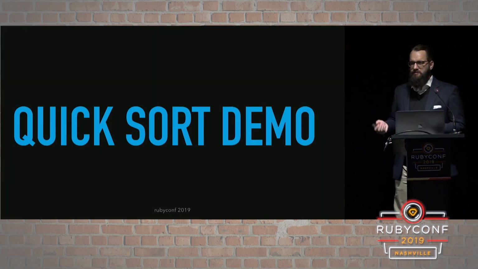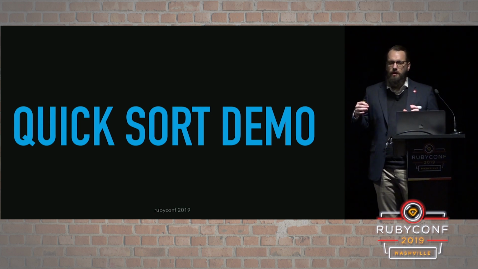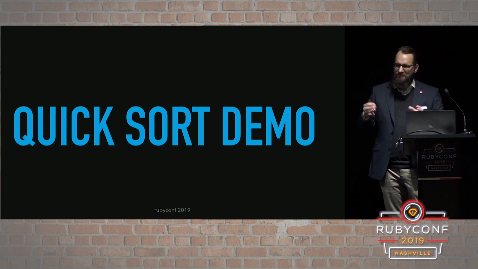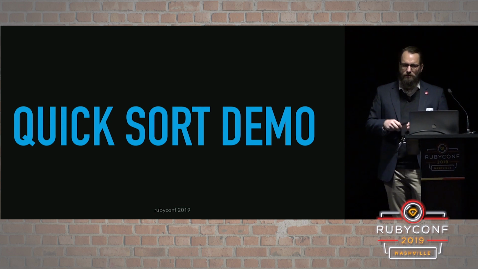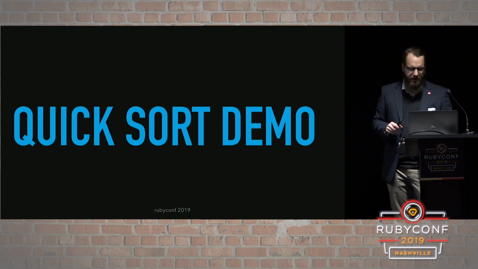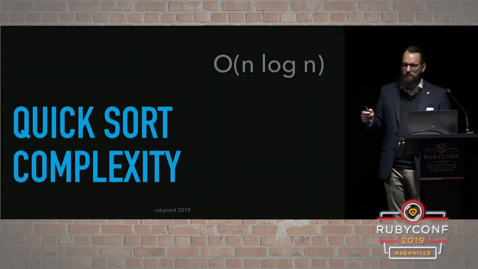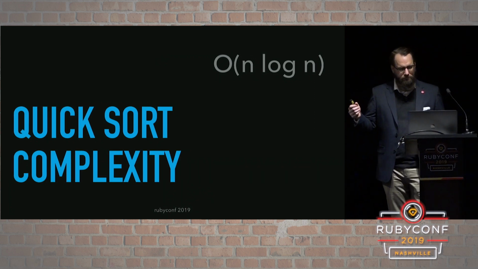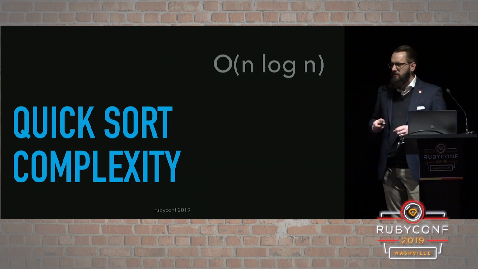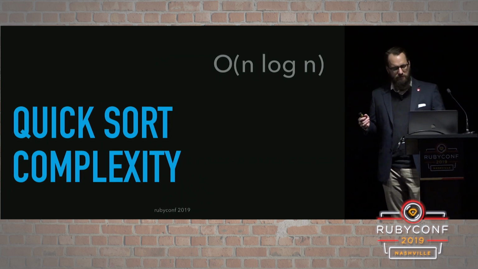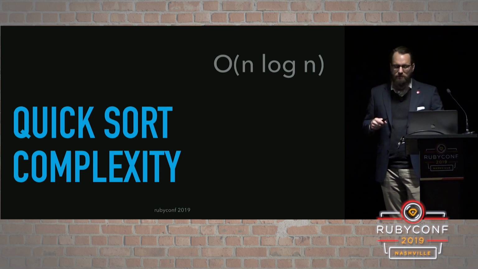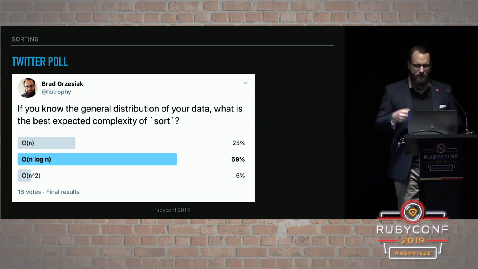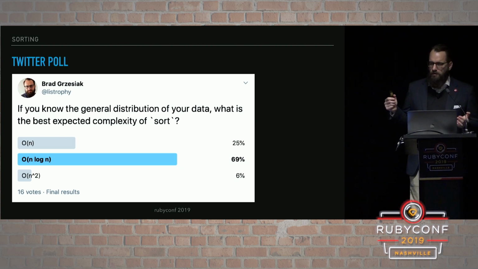Now Quicksort, because it's a divide and conquer strategy, basically implements that binary search kind of idea of log n. So we actually get to have an O of n log n runtime, which is pretty great. Now, a couple of days ago, I posted on Twitter a poll: if you know the general distribution of your data, what is the expected runtime that you can achieve for sort? And most people said n log n. And most people are wrong.